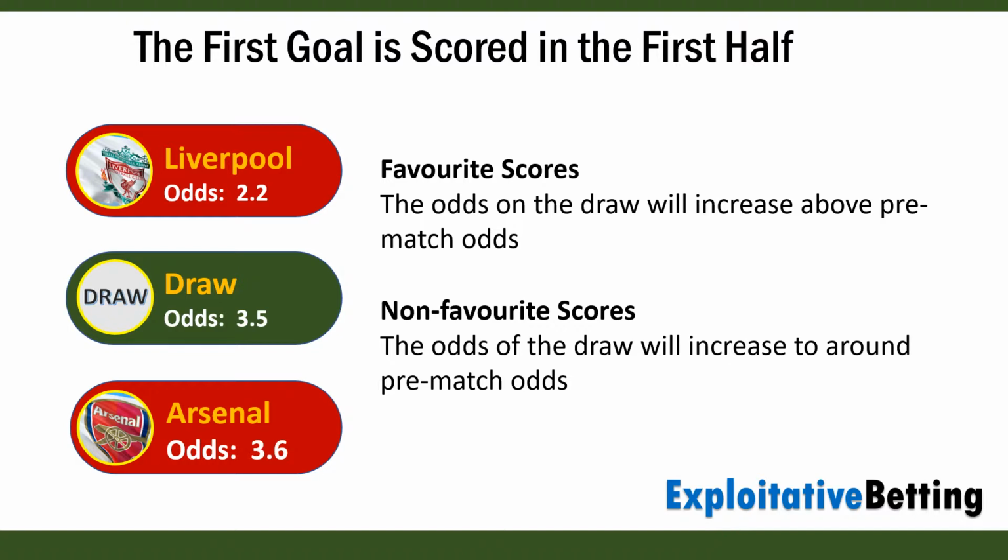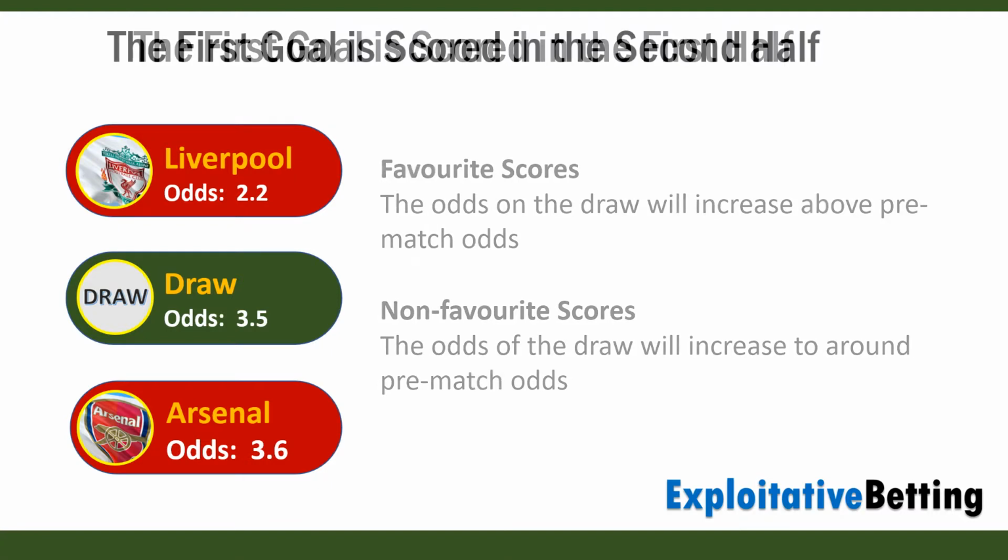If the favourite is an attacking team with a strong striker and the underdog goes up by a goal, the odds of the draw probably won't increase to pre-match levels until quite late in the game. I mean, I've seen the odds not increase to above pre-match levels in this situation until around the 75th minute of the game. However, that's a worst case scenario.